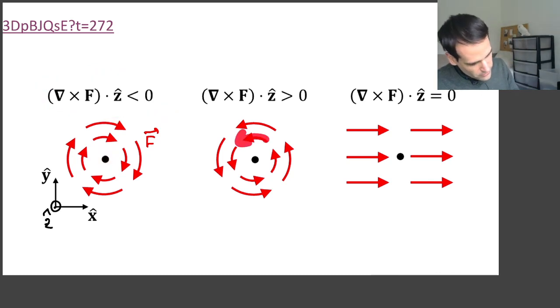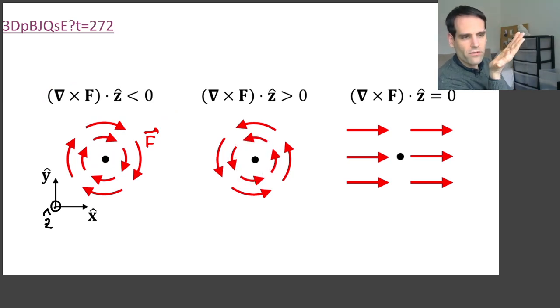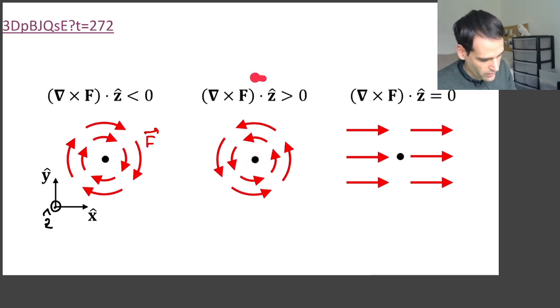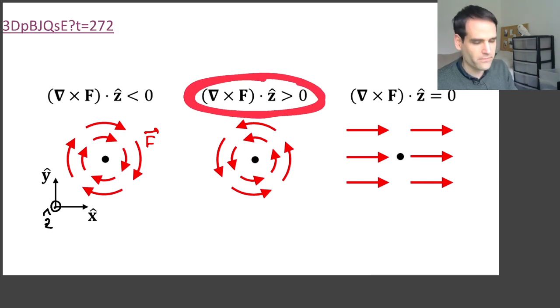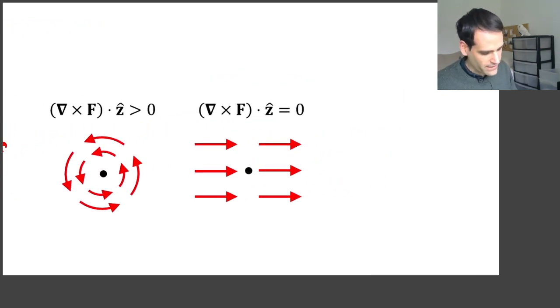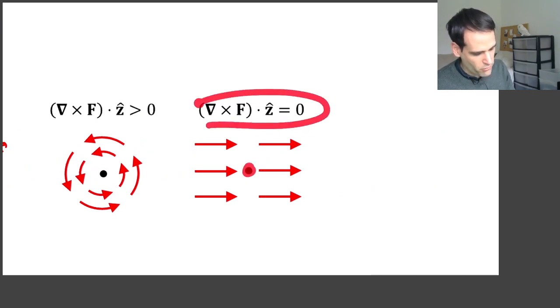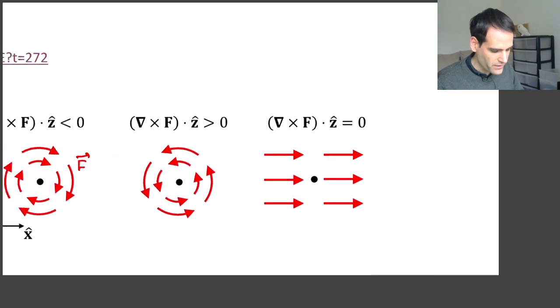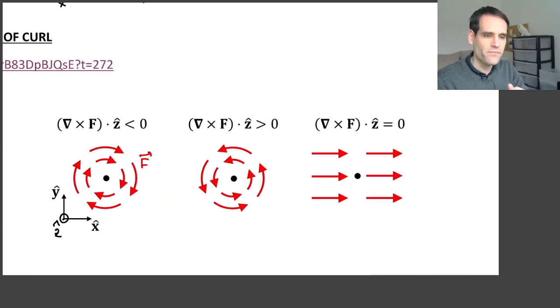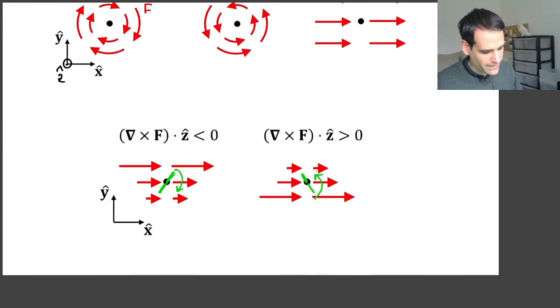Now, if the field seems to rotate anti-clockwise, then you use your right hand, your field F goes anti-clockwise, and my thumb is pointing outside of the page. Okay, so this means that the curl at this point is positive in the z direction. So the z component of the curl is positive. While in the case in which there is no net rotation around a point, then the curl is 0. Okay, these are the very simple cases, but there are other slightly less simple cases.